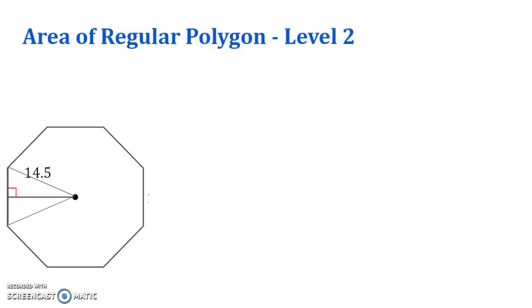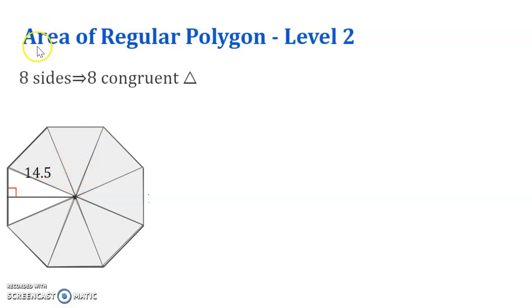So area of regular polygon level 2. This time we have a 1, 2, 3, 4, 5, 6, 7, 8-sided polygon, which is an octagon. And we're given the radii, the distance from the vertex to the center of the polygon. And we know that we have one triangle there and another triangle there, and 3, 4, 5, 6, 7, 8 triangles that are congruent, because this is an 8-sided polygon or octagon. So 8 sides means there are 8 congruent triangles.